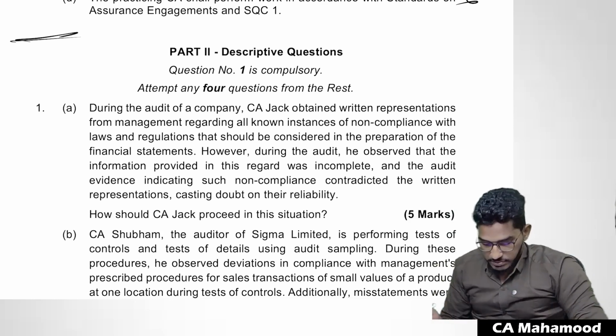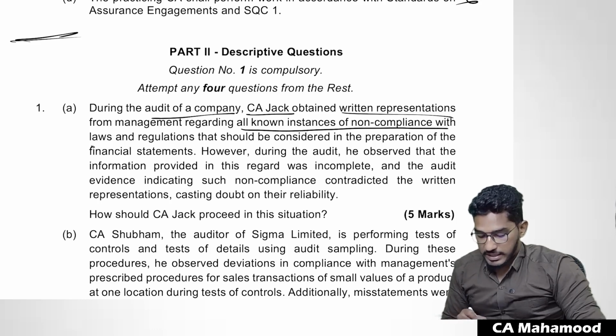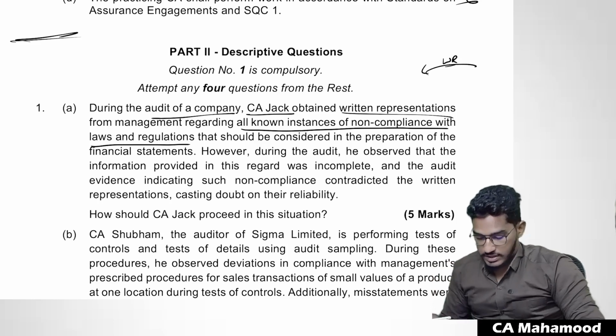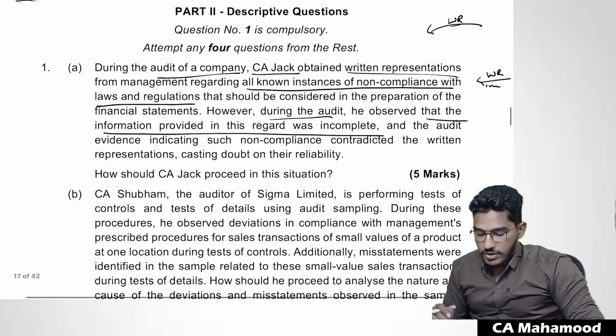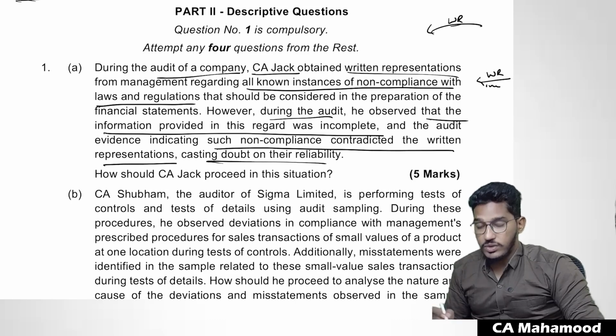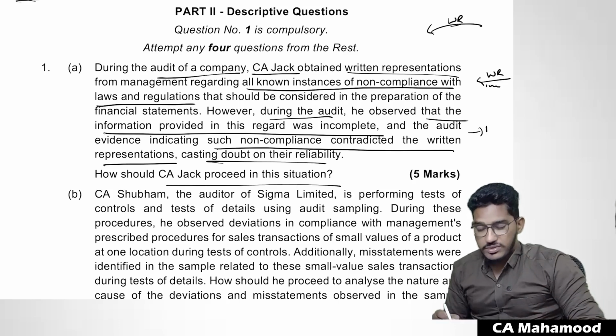Right. So starting with question number 1A. During the audit of a company, CA Jack obtained written representation from the management regarding all known instances of non-compliances with the laws and regulations that should be considered in the preparation of financial statements. However, during the audit, he observed that the information provided in this regard was incomplete, and the audit evidence indicating such non-compliances contradicted the written representations, casting doubt on the reliability. So there is a doubt regarding reliability of written representation. How should CA Jack proceed in this situation?